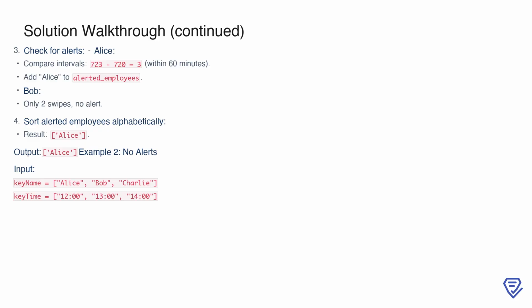For Bob, we see that he has only 2 swipes, which is fewer than the required 3 to trigger an alert. Finally, we sort the alerted employees alphabetically, resulting in a list containing only Alice. This forms the output for this example.